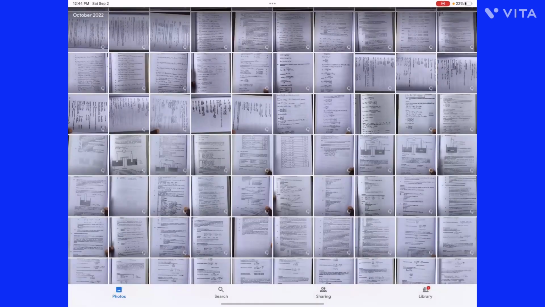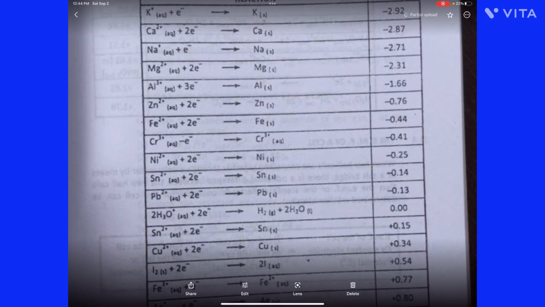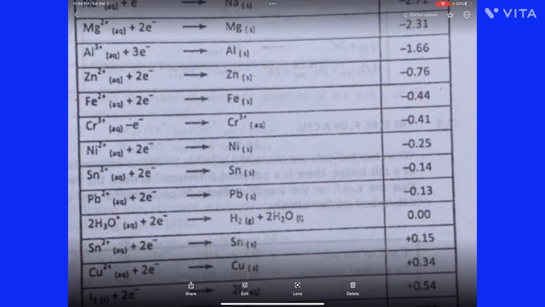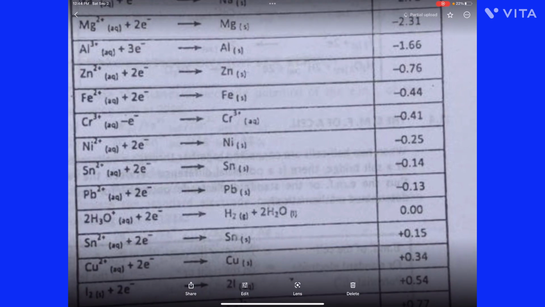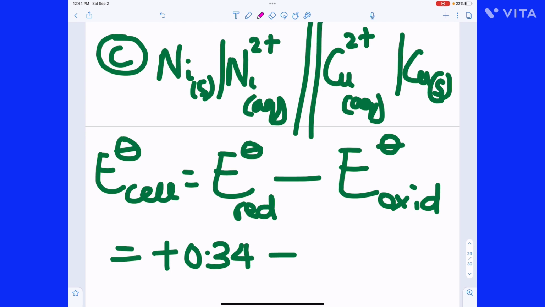Okay, this is it right here. Nickel is right here: Ni2+ plus 2e to give Ni. That's minus 0.25. I hope you can see this. I'm trying to make you see the table. These are standard values you will always be given in an exam. You don't have to know it offhand. So I'll just put it here.